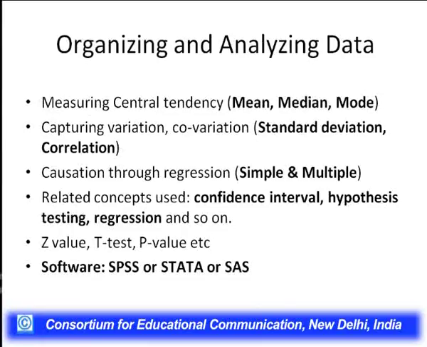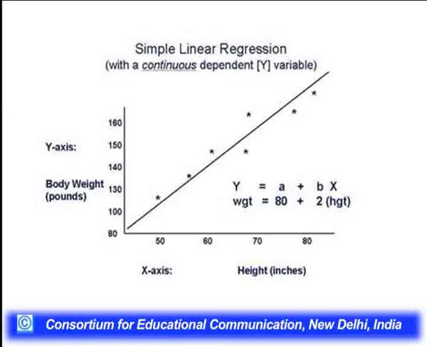Here, you measure the central tendency through mean, median, mode, capture the variation and covariation through standard deviation or correlation, and examine causation through regression, which can be simple or multiple regression, and related concepts such as confidence interval, hypothesis testing, regression, etc. Then Z-value, T-test and P-value, etc. That you need to understand apart from software like SPSS or Stata or SAS.